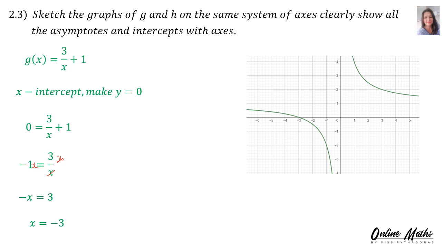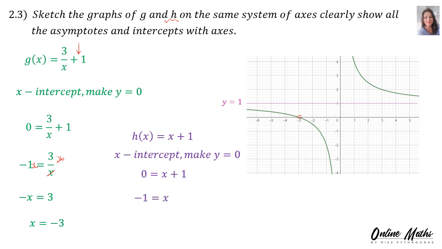Remember, plus 1 there, that's q's value, that's your horizontal asymptote, so you must also add that. So that's there at the line y is equal to 1 and clearly indicate the x-intercept at negative 3. Then we must also sketch h on this system of axes. h of x is equal to x plus 1 and then x-intercept, make y 0. 0 is x plus 1, 1 walks across, therefore, our x-intercept of the straight line will be at -1.